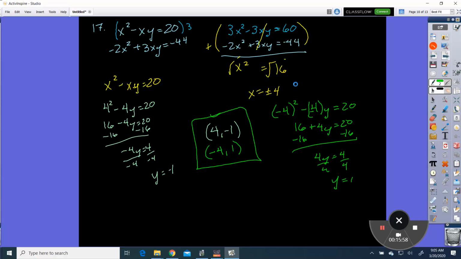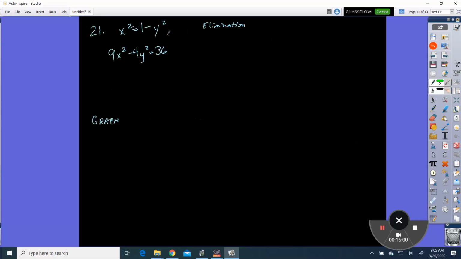The next one that I'm going to work out for you is 21. It says use elimination on this. So I see right now that I have x squared and y squared on the same side, but not on this one. So I'm going to add this y squared over to here. So now what I have is x squared plus y squared equals 1. And I still have 9x squared minus 4y squared equals 36. So I'm going to multiply that all by a negative 4.